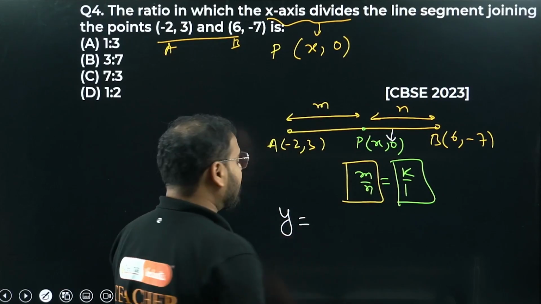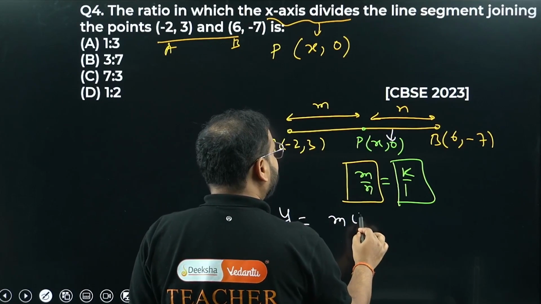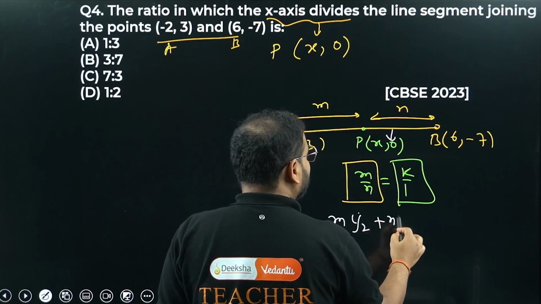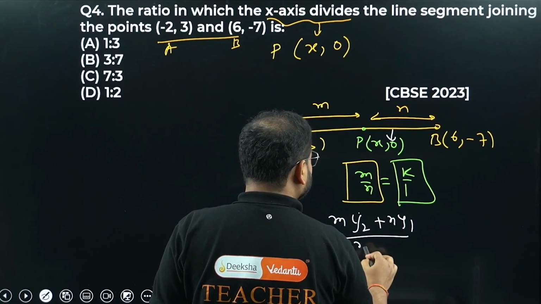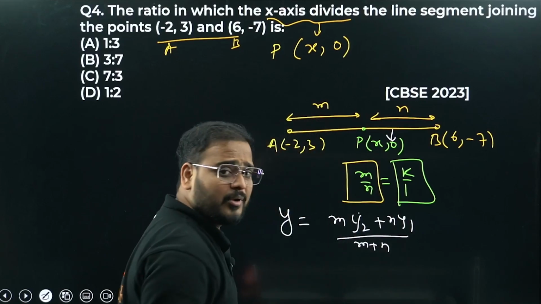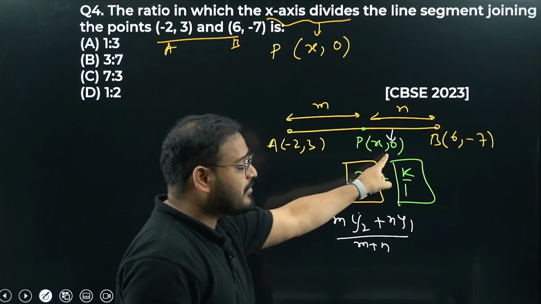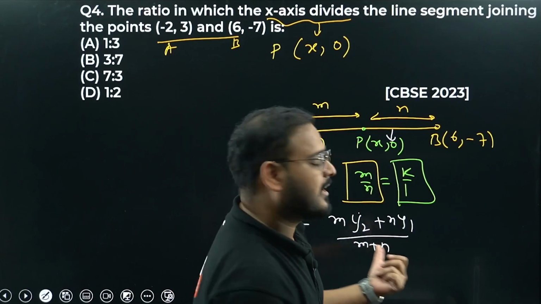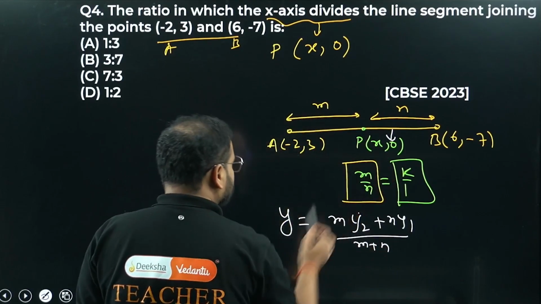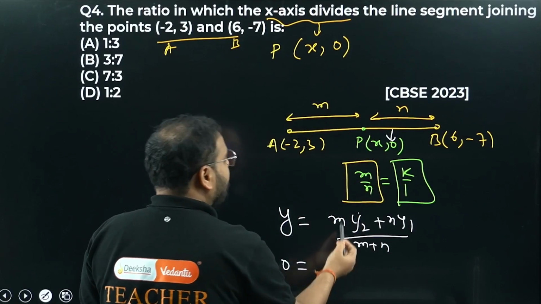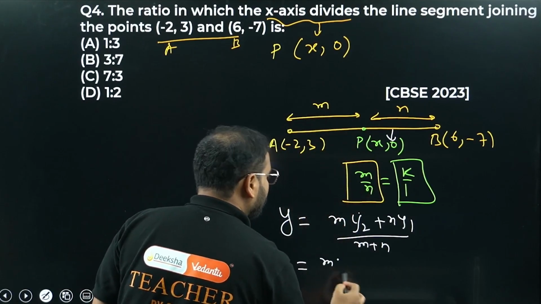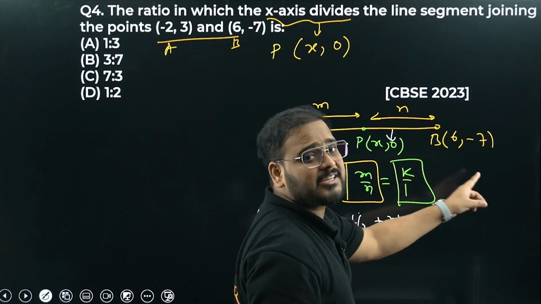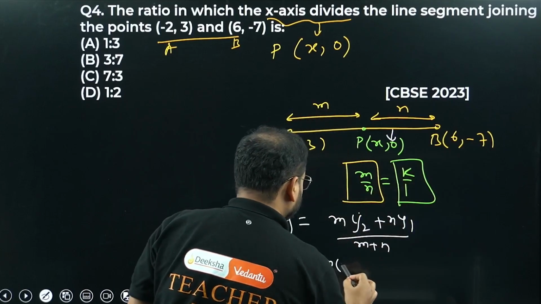Using the section formula, I can write this as m times y2 plus n times y1 upon m plus n. Sir, you taught this in the section formula, right? Y coordinate of the point which is creating the section is given as my2 plus ny1 upon m plus n. Excellent. We have y value 0. M is simply m, so I'll write m only. Y2 means the farther point's y coordinate, which is -7.